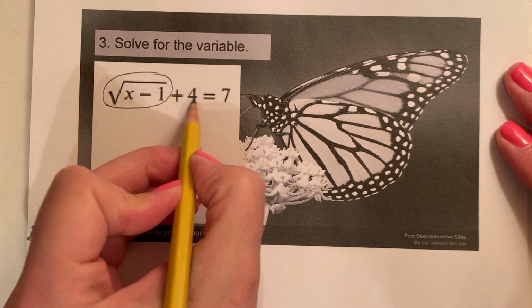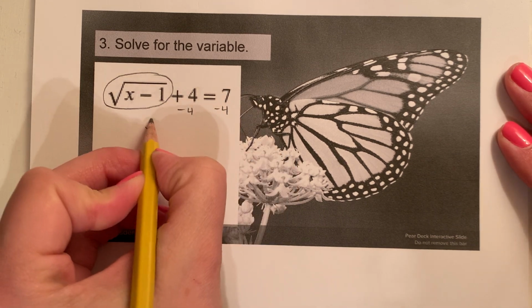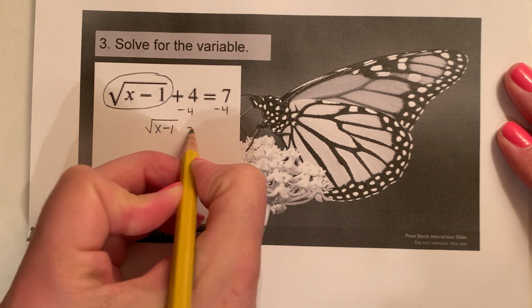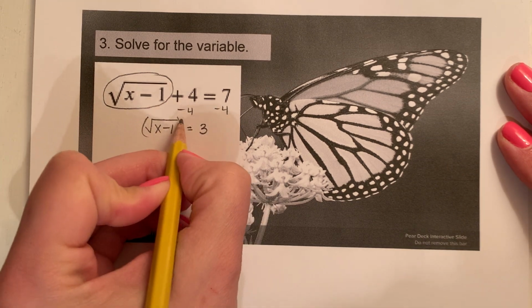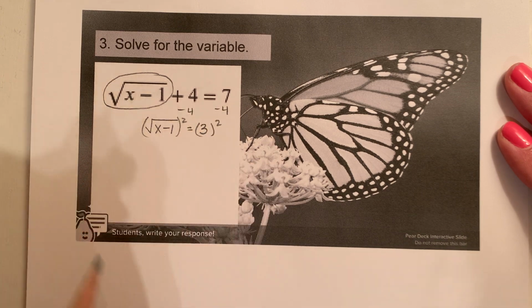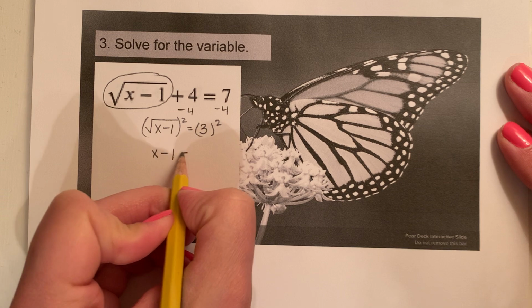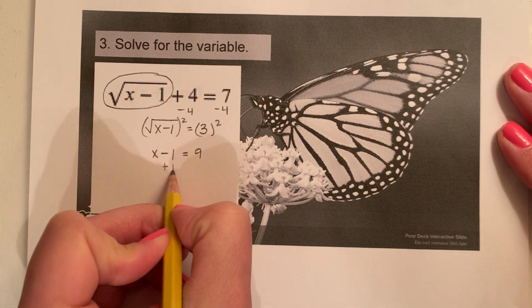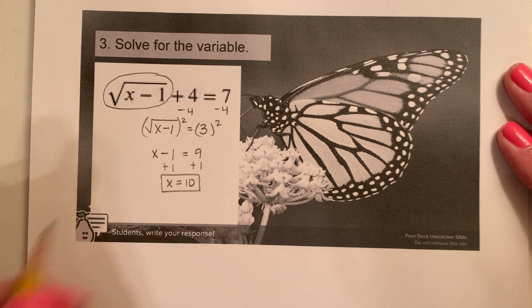Here's my radical. The plus 4 is not inside the radical, so I can go ahead and subtract that over. I now have square root of x minus 1 equals 3. Now I can square both sides. Do not add 1 to both sides yet. You have to get rid of the radical first. So we have x minus 1 equals 9. Now you can add 1 because it's no longer in the radical, and you get x equals 10.